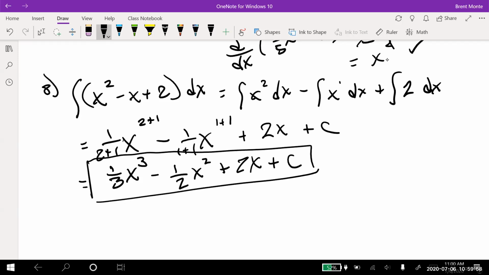And this one, I'm just going to take the derivative in my head. The 3 comes down, cancels out the 1/3. I get x squared. Minus the 2 and the 1/2 cancels. I get x to the first, plus 2, and then plus 0. So I can check real quickly to make sure I have the right answer.